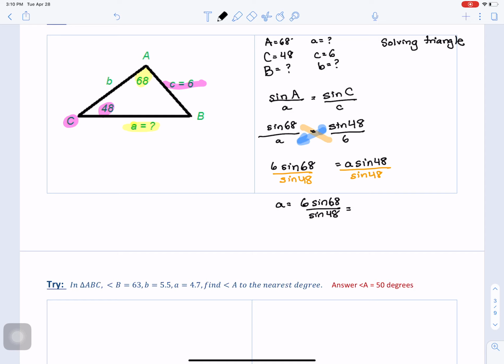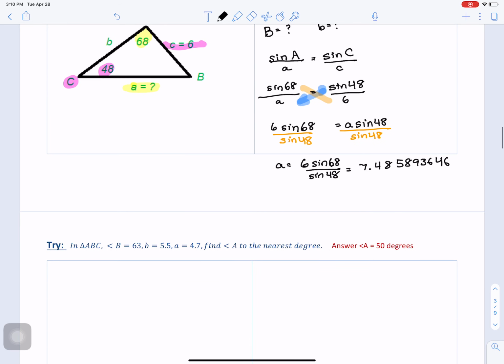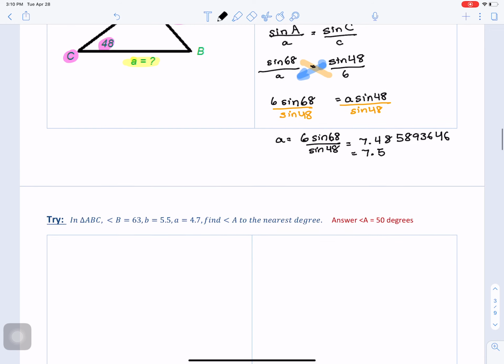And that gives us an answer of 7.485893646. They want us to round that to the nearest tenth. So that would be 7.5. Let's use centimeters or whatever our units are.